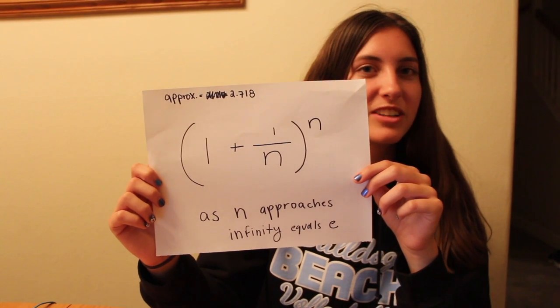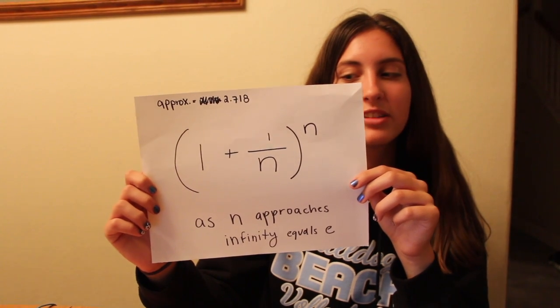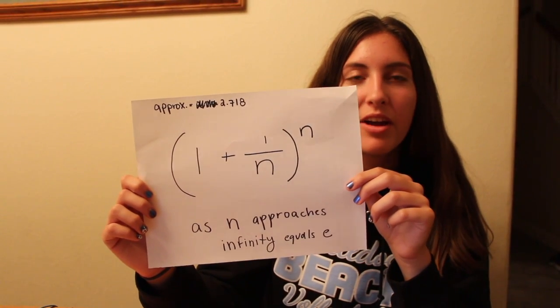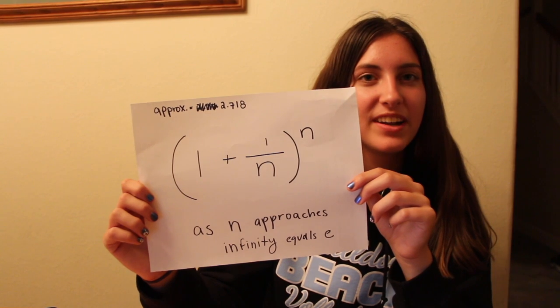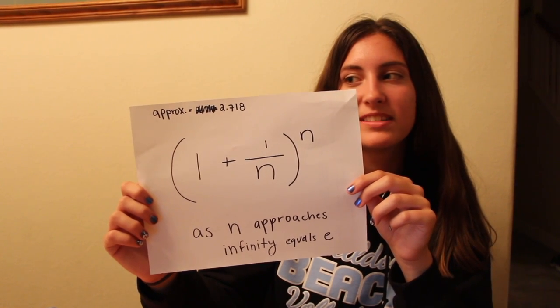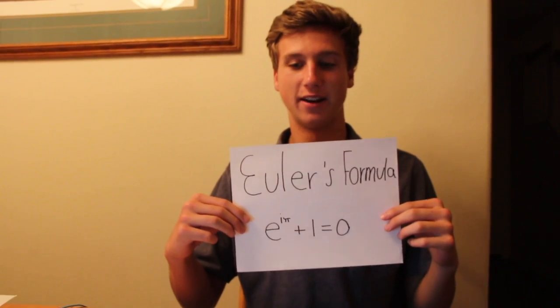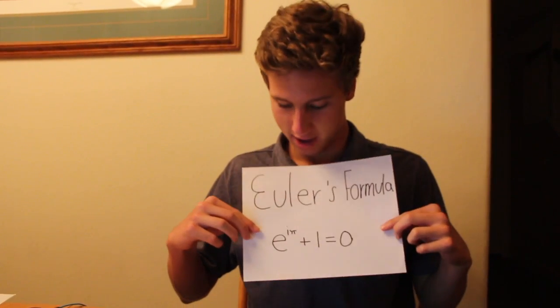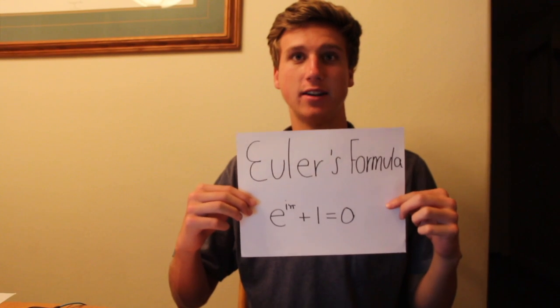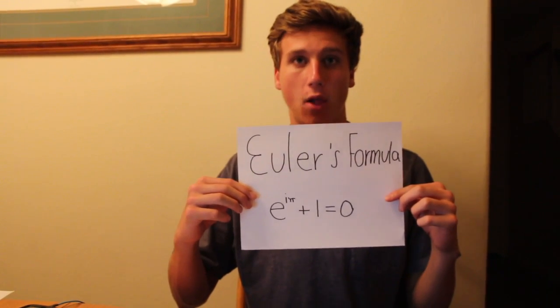e is an exponential function that can be represented by (1 plus 1 over n) to the n power, in which as n approaches infinity, you get approximately 2.718. All these magical numbers can be combined into what we call Euler's formula. It is represented by e to the i times pi plus 1, which equals 0.